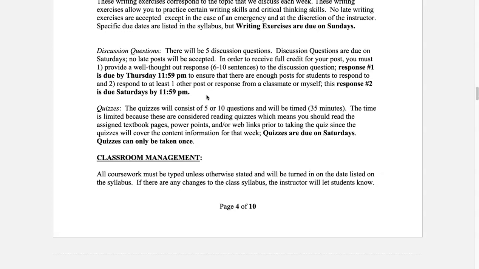So just keep in mind that if you are going to be submitting both of your posts on Saturday right before they're due, it is going to affect your participation grade. So just try to submit your first post by Thursday and then your second post by Saturday. However, because I know it's a summer class, if you want to submit both of your posts on Thursday or Friday, you can, as long as your first post is by Thursday and your second post is by Saturday.